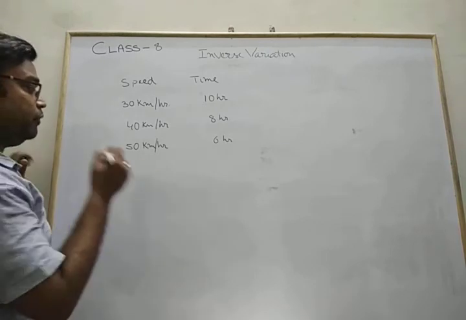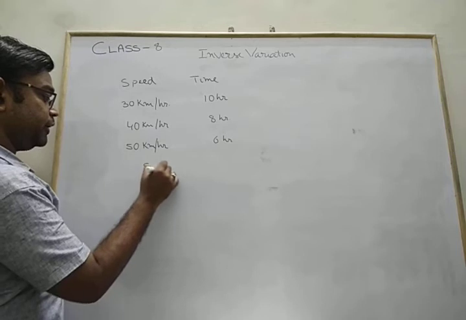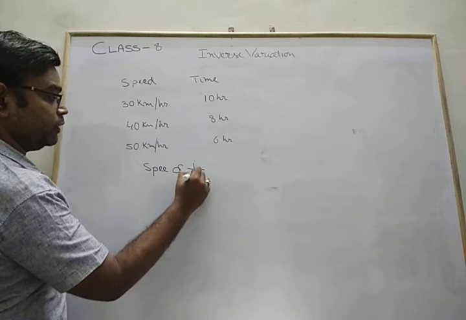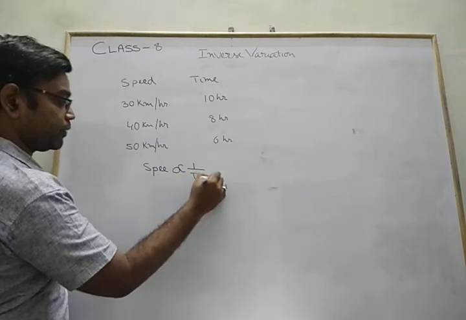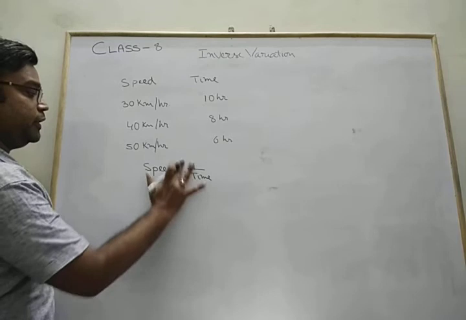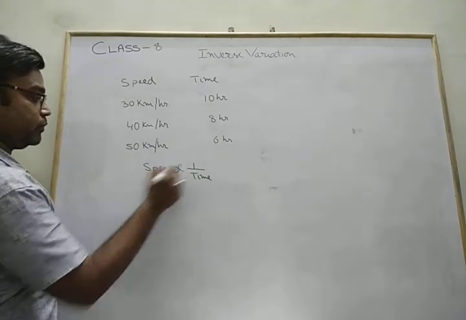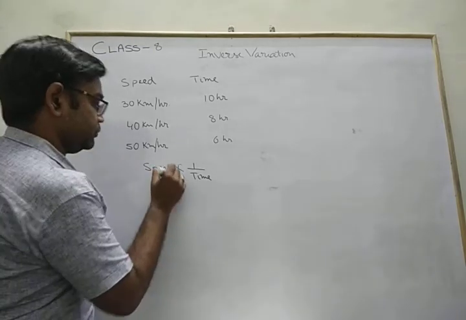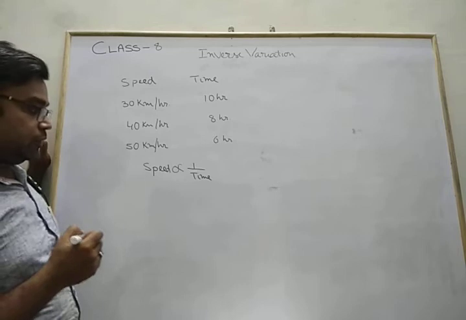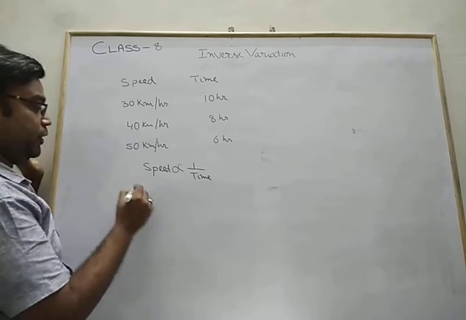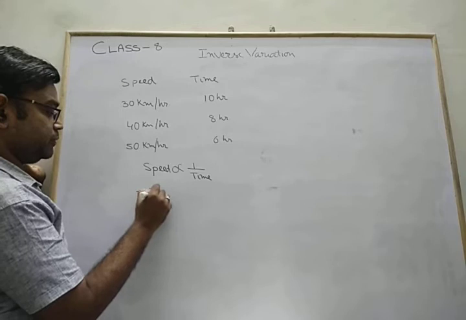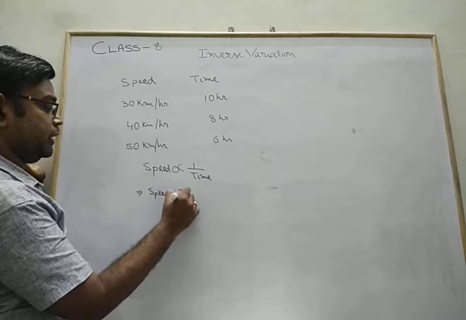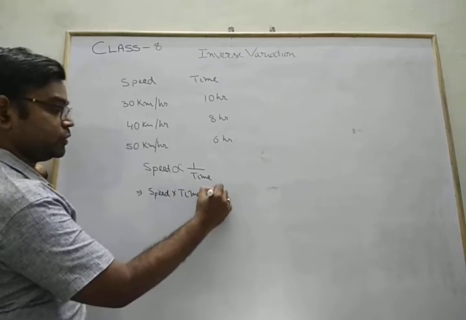In mathematical words, how do we write it? Speed varies inversely, meaning just opposite, as one upon time. Speed varies inversely with time. So it means that when we try to solve, we have speed into time equals a constant.